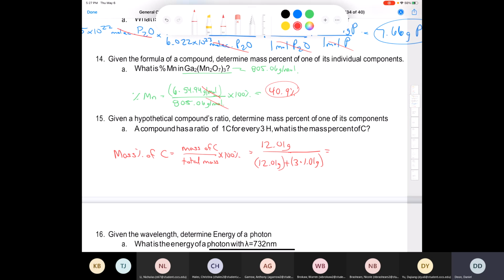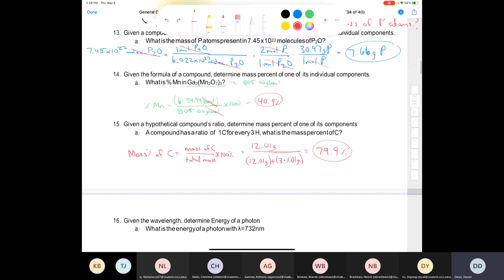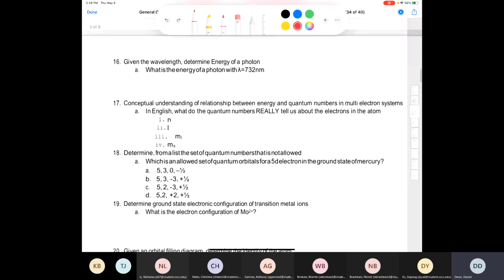And when we do that, we end up with 79.9 percent. That's what it should be, because I've only used 3 sig figs for the mass of the hydrogen. There we go. So that's the mass percentage of a compound from an empirical formula.